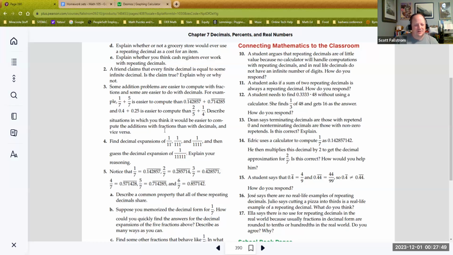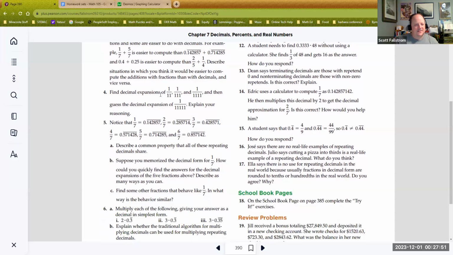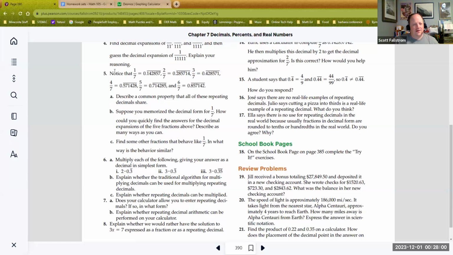So describe situations for that one. Find decimal expansions of 1 over 11, 111, 1111, and guess the next one. So kind of building a pattern. They want you to kind of figure this out. You'll notice in question 5, this is similar to what we did in class. That's where we built the bracelets today.